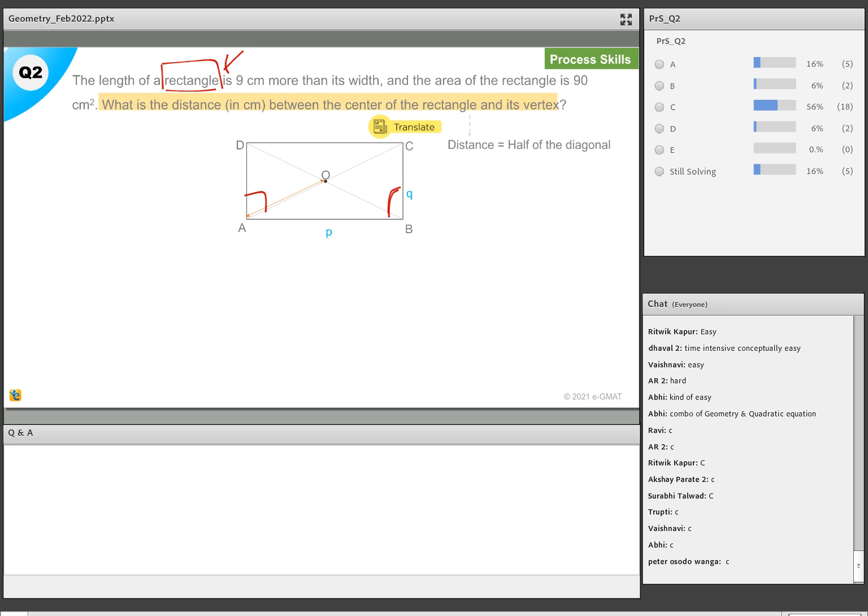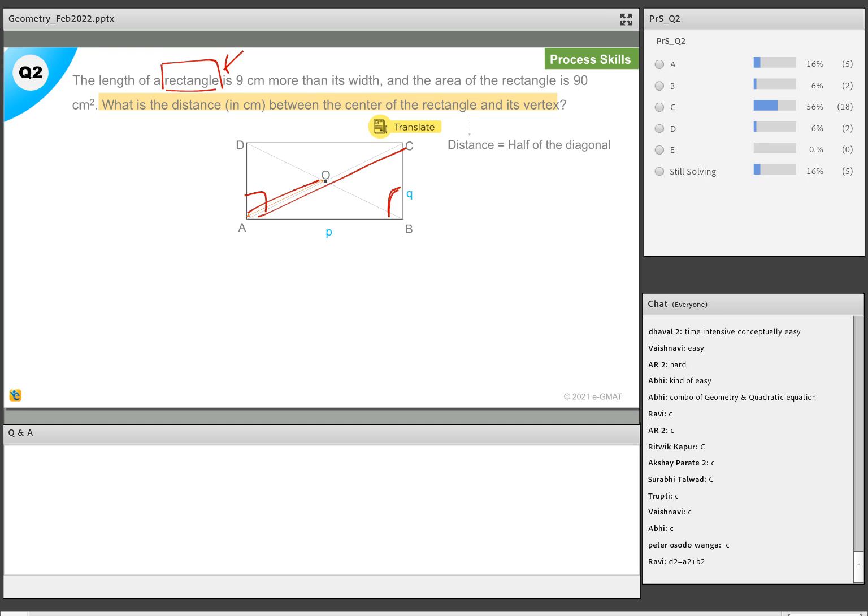Bisection happens at the diagonals, right? Or in other words, AO is nothing but half of AC, right? This AO is nothing but half of this AC because the diagonal gets bisected, right? Everybody with me so far? Distance equal to half of the diagonal. What you need to find is half of the diagonal.